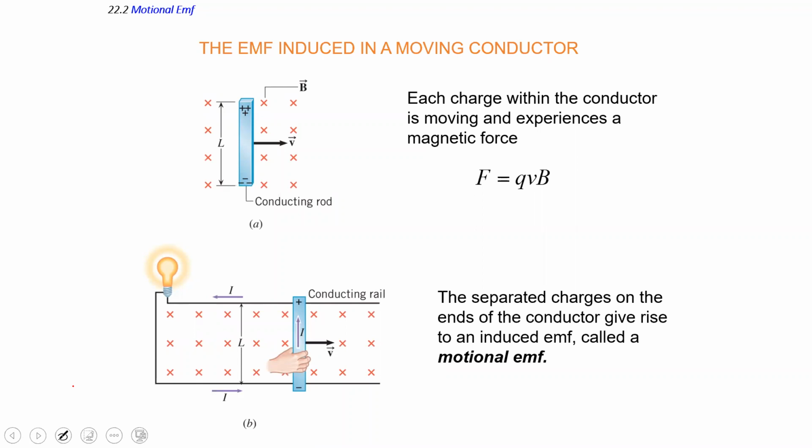So you will get positive charges being pushed upwards and negative charges being pushed downwards. The right-hand rule tells you what the positive charge does. So the charges that can move experience a force and are pushed to one end of the rod.